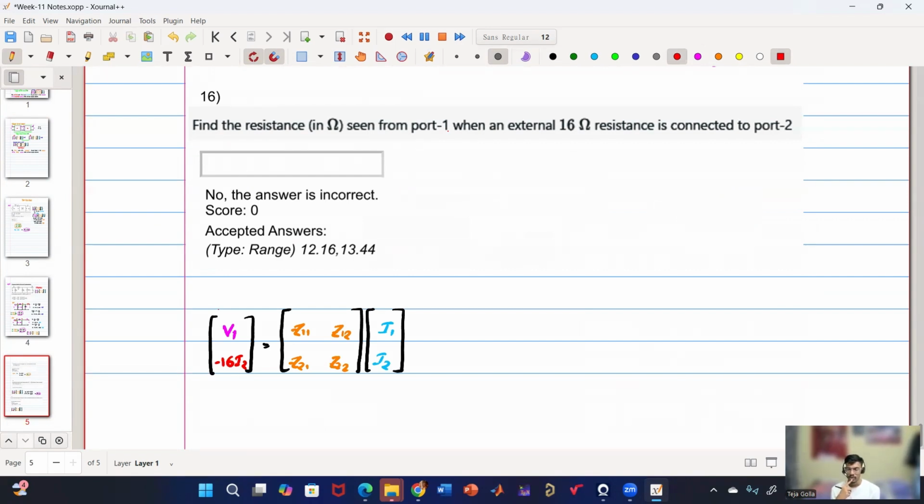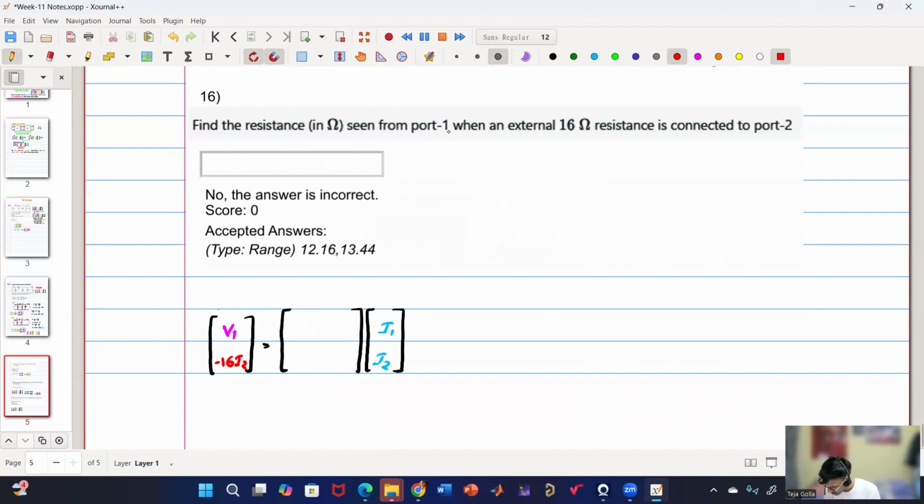So one thing you have to remember, Z11 is V1 by I1 when I2 equals 0. But what they are asking is V1 by I1. So you have to properly solve for V1, properly solve for I1, and then divide. Z11 is V1 by I1 at I2 equals 0, not simply V1 by I1. In the question, they are asking V1 by I1, not at I2 equals 0, because I2 cannot be 0 here. There is some resistance connected, and I2 may or may not be 0. We have to solve and see whether it is actually 0 or not. Clear? Everyone, the confusion why it is not Z11?